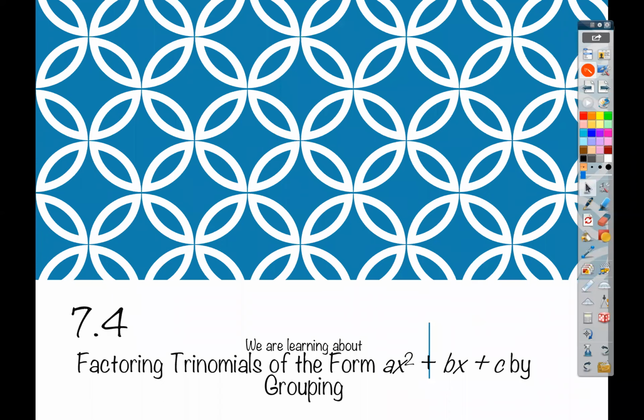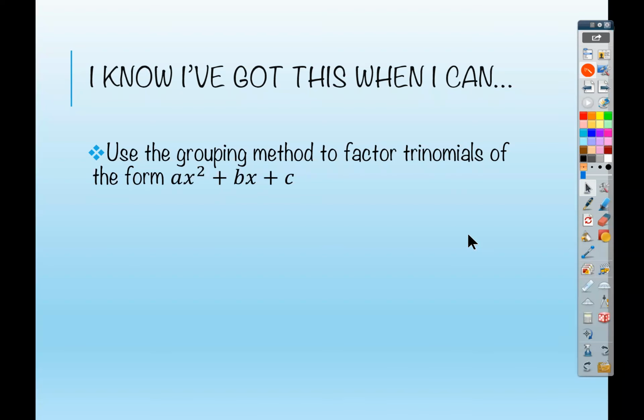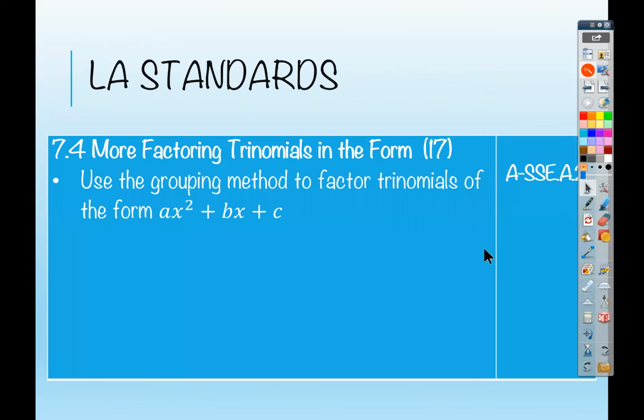We are learning about factoring trinomials in the form ax squared plus bx plus c by grouping. We did this a little bit in 7.3, but we're going to spend some more time on it today. So I know I've got this one. I can use the grouping method to factor trinomials of the form ax squared plus bx plus c.